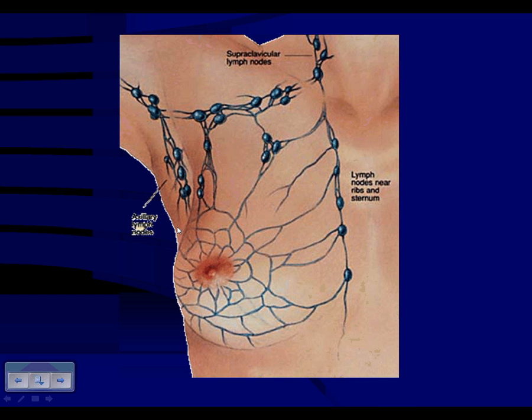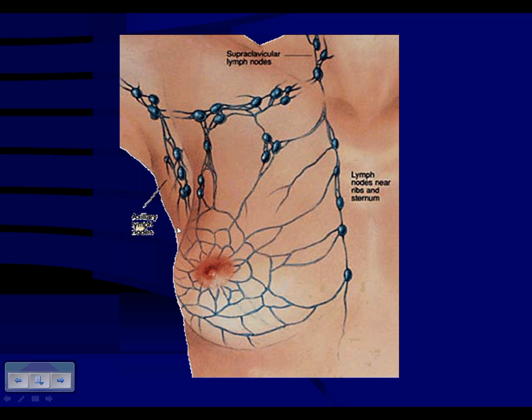And they use a kind of gamma radiation, and they use a gamma counter to try to determine where it is. And once they identify that sentinel node, they take it out. And if it's negative, then they don't do anything else.